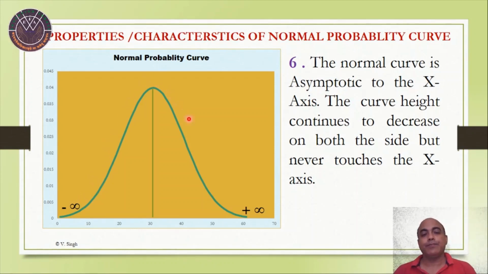That is, it extends and goes on decreasing from plus infinity to minus infinity on both the sides, but it never touches the x-axis. So the nature of the curve is that it is asymptotic and it never touches the x-axis, and it goes on decreasing in both the directions, starting from the highest point of ordinate from the middle.